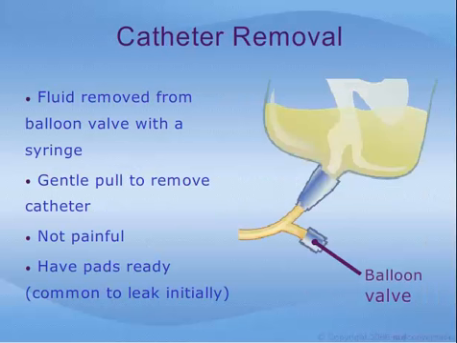Some patients are concerned about catheter removal. Rest assured, this process is very simple and painless. To remove a urinary catheter, water is removed from the balloon valve with a syringe. This deflates the balloon that holds the catheter in the bladder. A steady, gentle pull will remove the catheter, which may feel a bit unnatural but will not hurt. You should have pads ready, as it is common to leak urine initially.